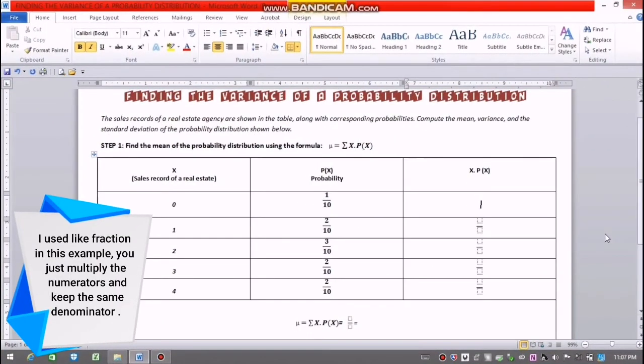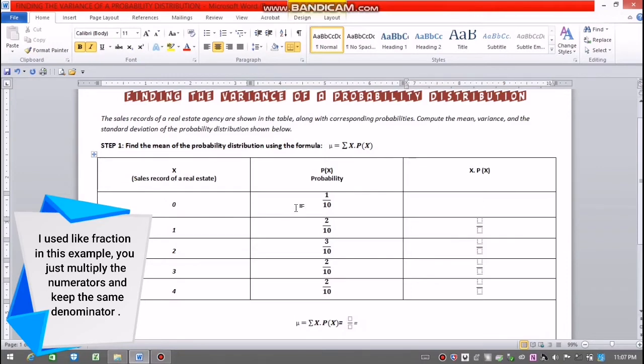The sales records of a real estate agency are shown in the table, along with the corresponding probabilities. Compute the mean, variance, and the standard deviation of the probability distribution shown below. For step 1, find the mean of the probability distribution using the formula mean equals the summation of the product of x and the probability, where x is equal to 0, 1, 2, 3, and 4, and the probabilities of the random variable x are 1 over 10, 2 over 10, 3 over 10, 2 over 10, and 2 over 10.